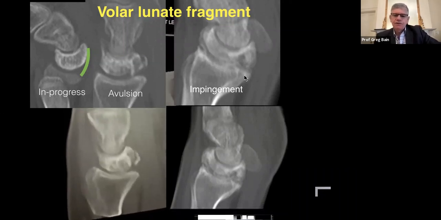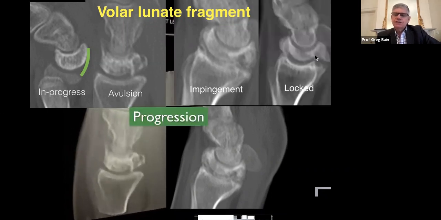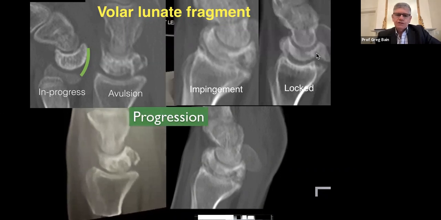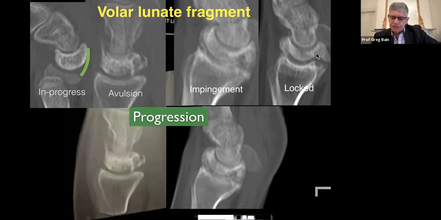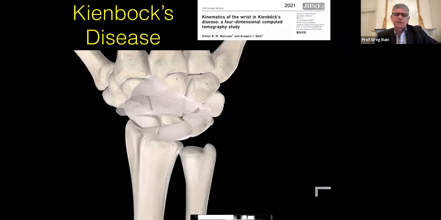This patient has a very poor range of motion. And then if we go to the next case, we can see how it's really locked and stopped the whole wrist moving pretty well. So this volar fragment, how it progresses through these whole aspects, is a very interesting part of where we're trying to take the understanding of Kienbock's disease.